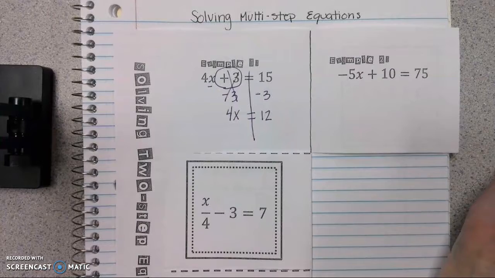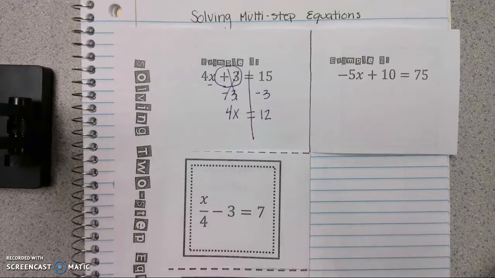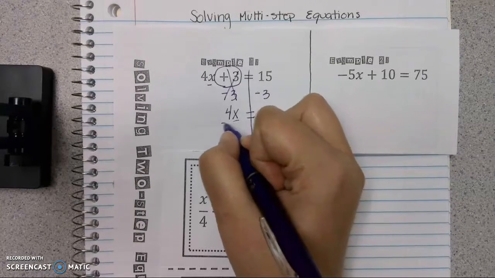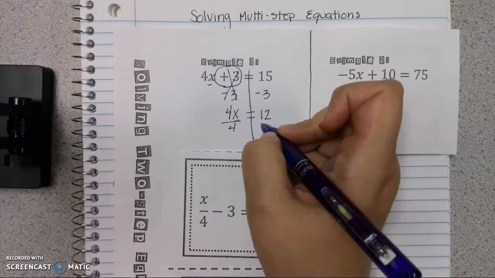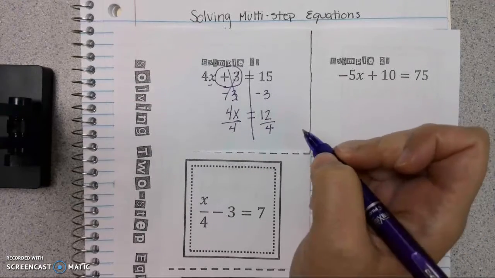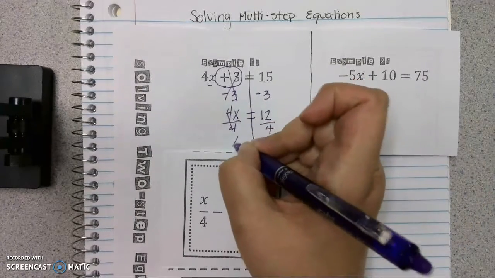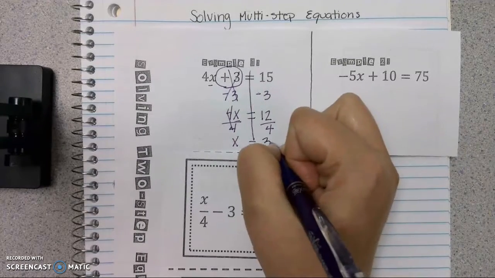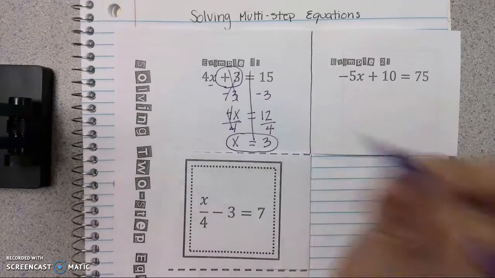Now what's different from yesterday than today is I still have 4 x's here and not just one x. So I need to take it a step further and get my x completely alone by dividing by 4. Same thing, if I do it to one side of my equal sign, I have to do it to the other side of my equal sign. 4 divided by 4 is 1, so x is all alone now. 12 divided by 4 is 3, so my answer x is equal to 3.